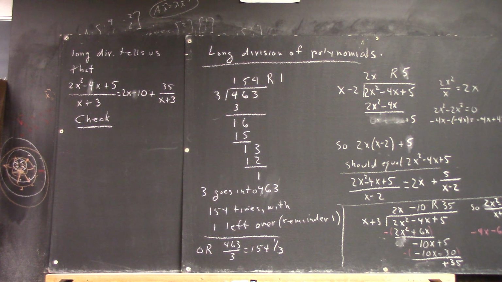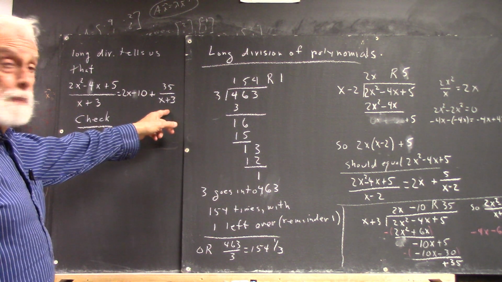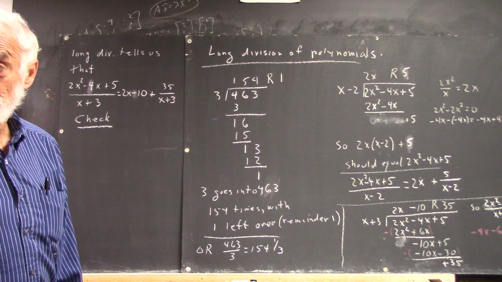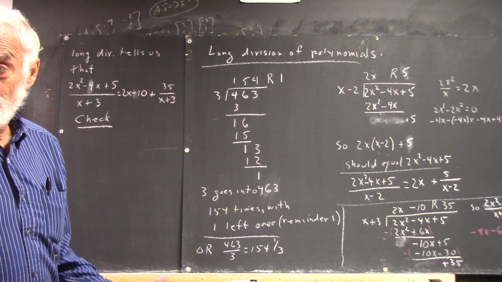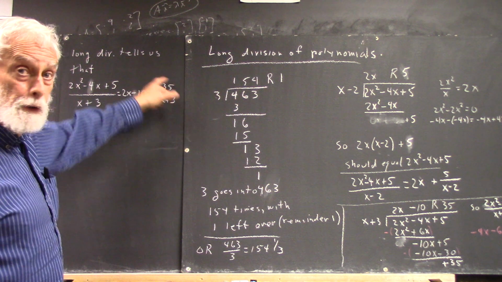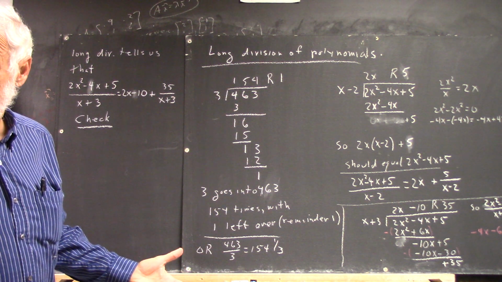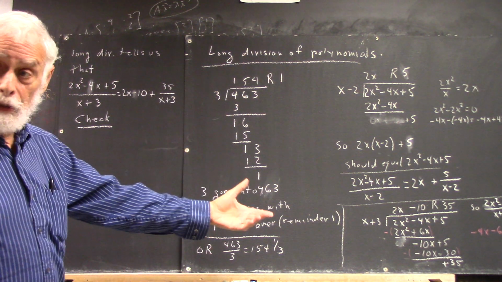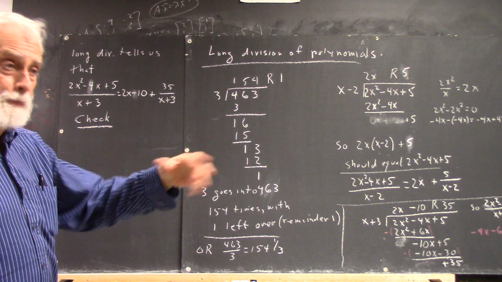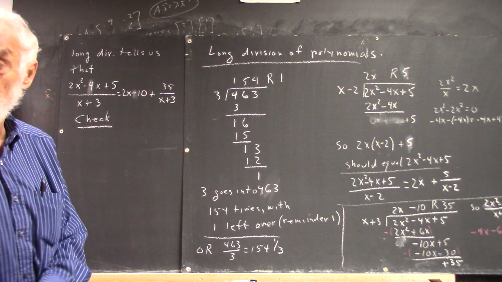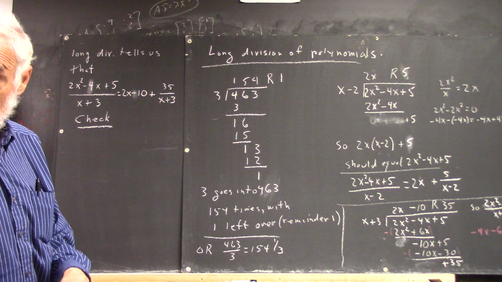We have two alternatives for checking this. We have denominator x plus 3, so we can multiply both sides by x plus 3, right? And if we end up with the same thing on both sides, then it means we probably did it right. It means we probably didn't make a mistake in our calculation, especially one of those negative or positive type mistakes that are so easy to make. All right?